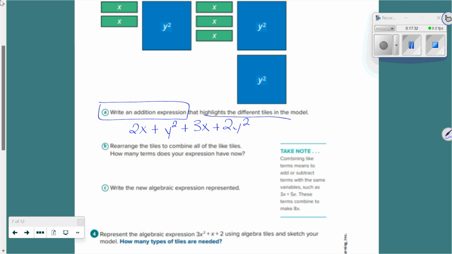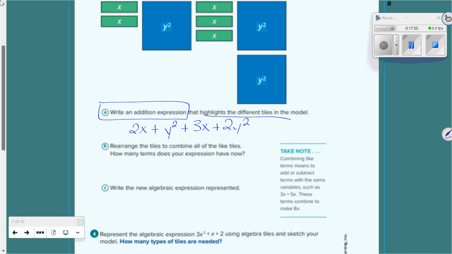I have 2 x's, so it's 2x. I have 1y squared. Do I need a 1 when I'm multiplying? No, because 1 times anything is itself anyway, right? Then what do I have in my third term? 3 x's. And then I have 2 of the y squared. That's all you're doing is numbering them basically. Does that make sense?